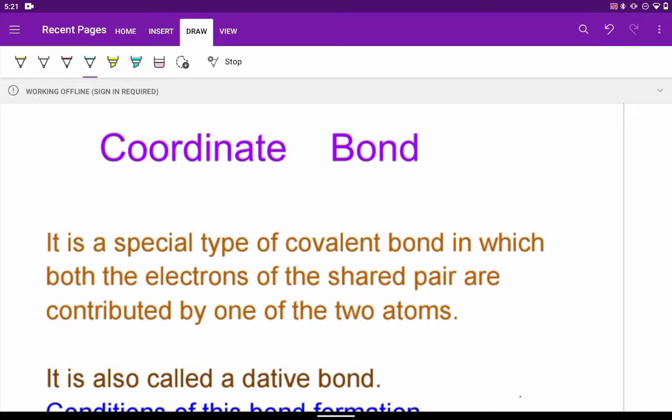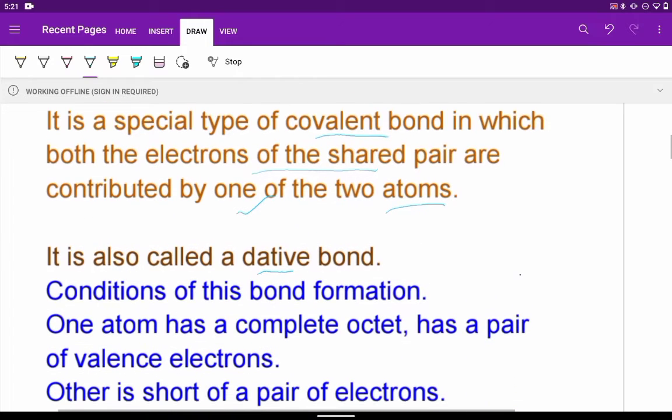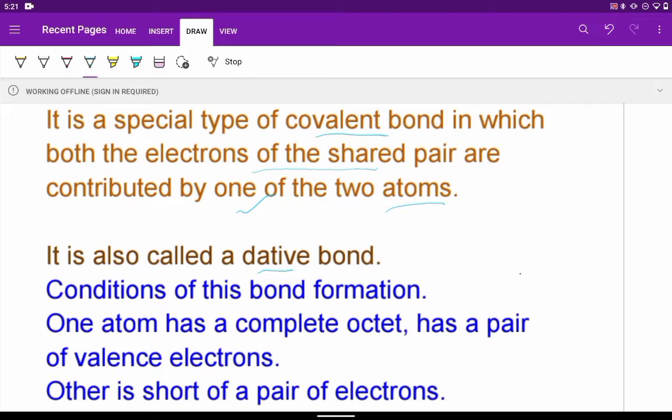Today we will deal with a new topic, coordinate bond. Now coordinate bond is a special type of covalent bond where the electrons which are shared in the electron pair are contributed by only one of the two atoms which are participating in the bonding. So one of the two atoms is only giving both the electrons, that is the electron pair. It is also called a dative bond.